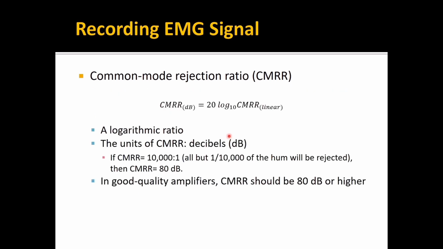Now, the common mode rejection ratio is often expressed as a logarithmic ratio, and the units of this ratio are decibels. So if this ratio is equal to 10,000 to 1, which means all but 1 over 10,000 of the hum will be rejected, then this ratio will be equal to 80 decibels. In good quality amplifiers, this ratio should be 80 decibels or higher.